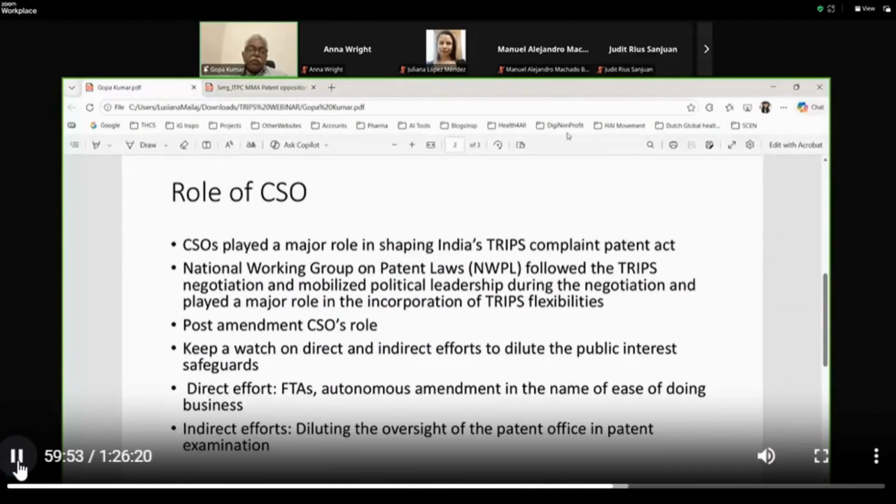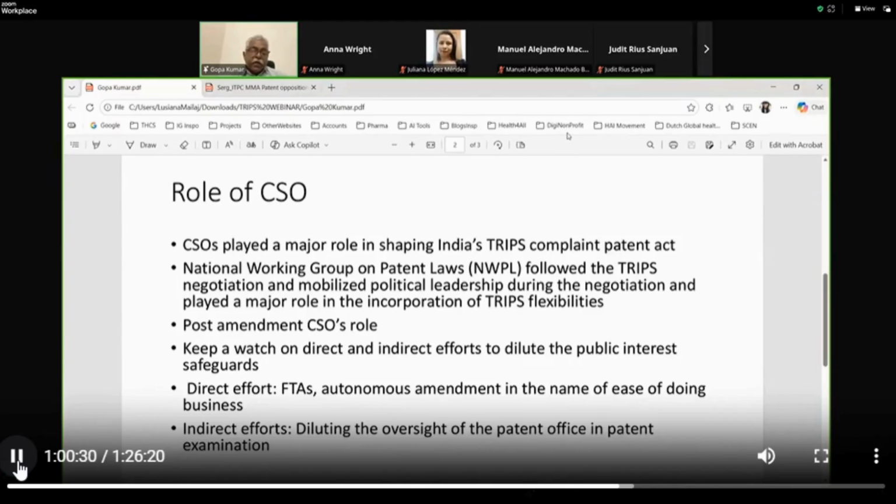This role, in fact, started even during the negotiation of the TRIPS agreement in the late 1980s onwards, and continued to work on safeguarding public interest provisions in India's Patent Act. Post-amendment, civil society's role was mainly in two ways. The first one is to keep on monitoring any attempt by any actors to dilute the public interest safeguards in the Patent Act. And the second one is more of using some of these flexibilities. I'll be focusing on the second part.